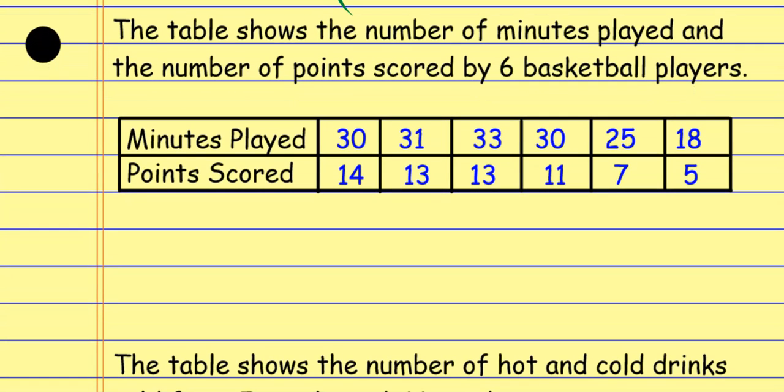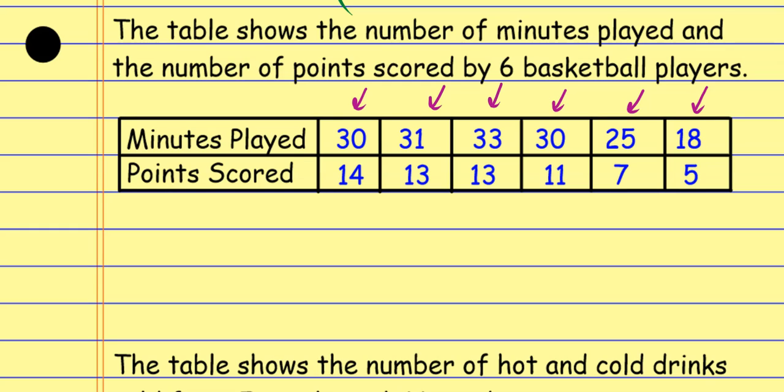If we look at something like this, we're talking about 6 basketball players in a particular game, and we're looking at their minutes played and their points scored. These aren't written in order, but if I start to look at them in order, the lowest number of minutes played was 18, and there was 5 points, and then 25 is 7 points, and then we have these 30s at 11 and 14 points. And then the 31 is 13, and the 33 is 13.